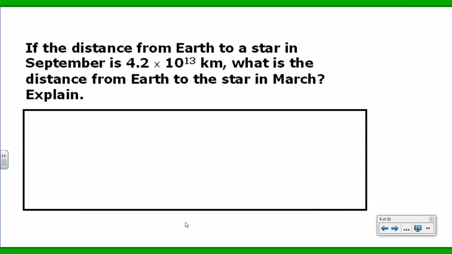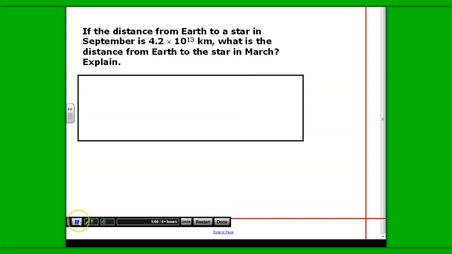If the distance from Earth to a star in September is given by this expression, what is the distance from the Earth to the star in March? This question requires prior knowledge about the Earth's rotation. September and March are how many months apart? That's right, they're 6 months apart.